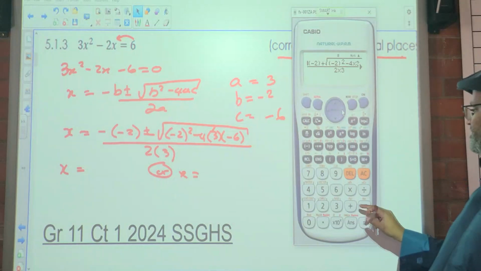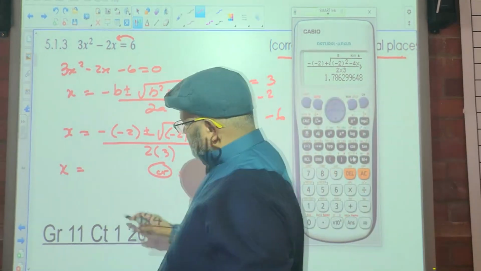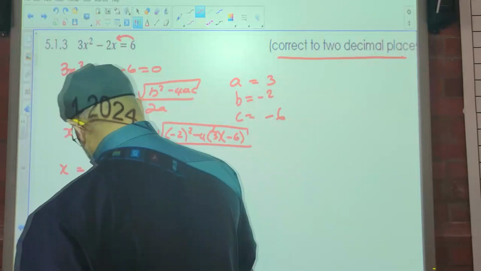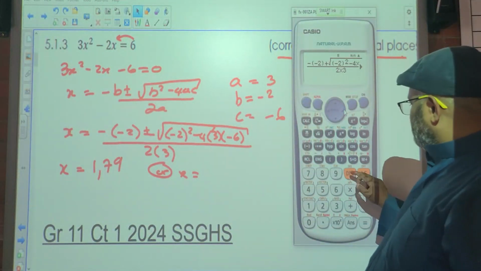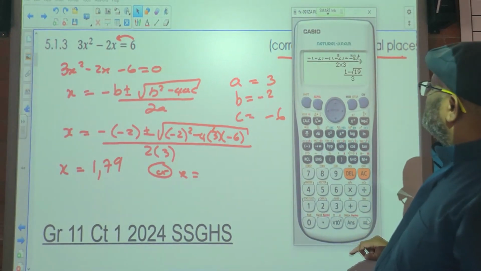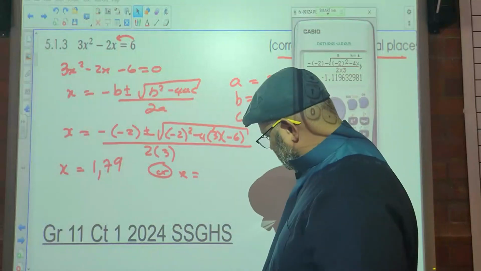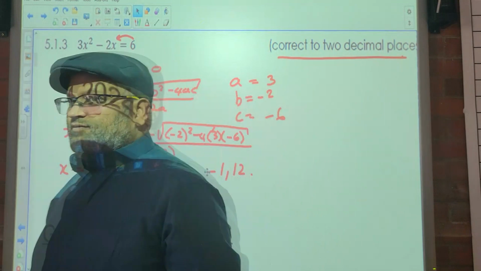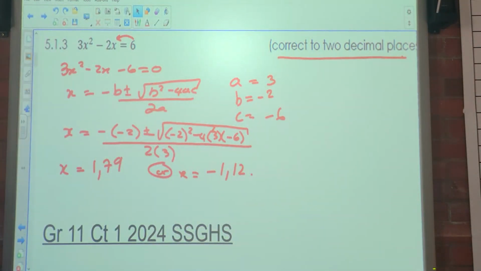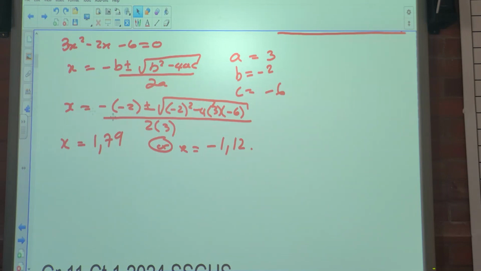Oh, it's a negative. My mistake? 1 comma 7 9. Okay, thank you. 1.79. And of course the other one, replace that with a minus. Gives us negative 1 comma 1 2. Any confusion there? No? People, for this question here, you had to show your substitution.